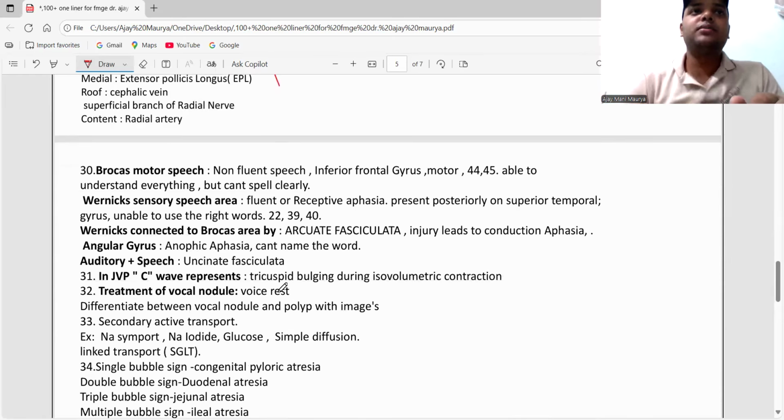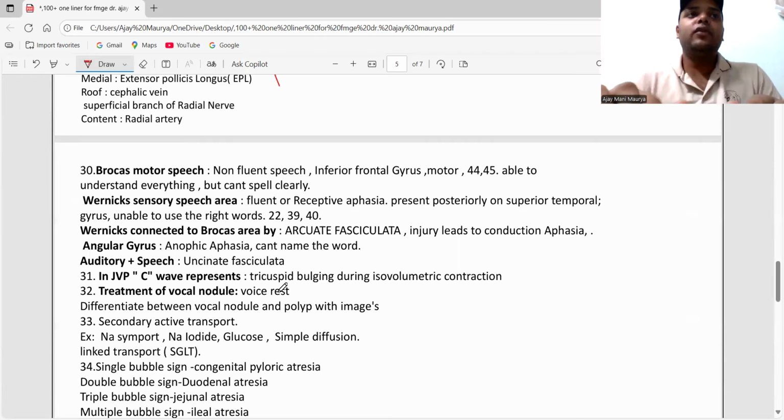Next one is Broca's area. This is Broca's motor speech, with non-fluent speech. It is area 44, 45. The other speech area is Wernicke's, the fluent or receptive aphasia. What is its area number? Area 22, 39, 40.